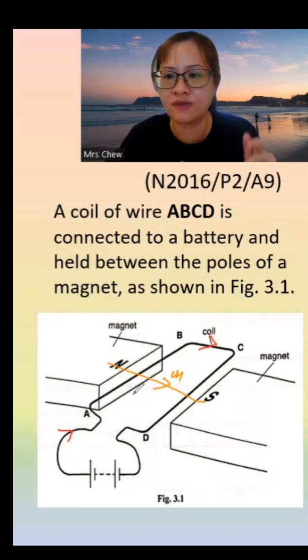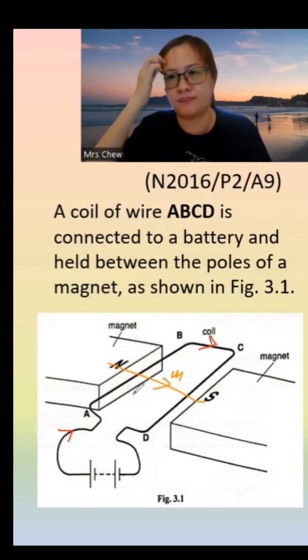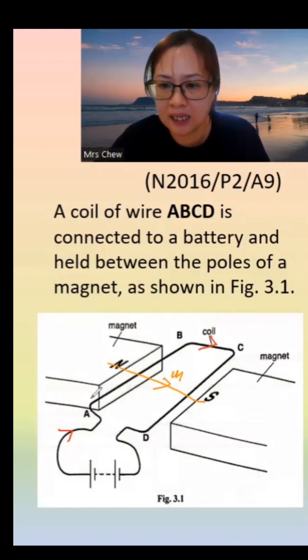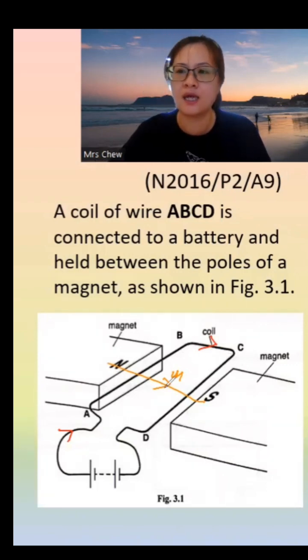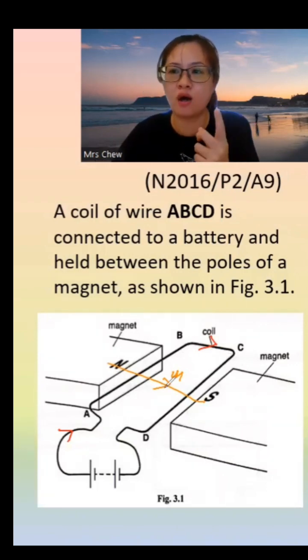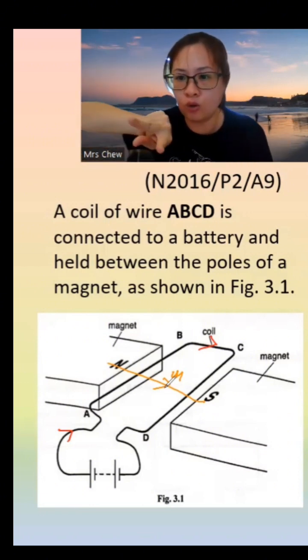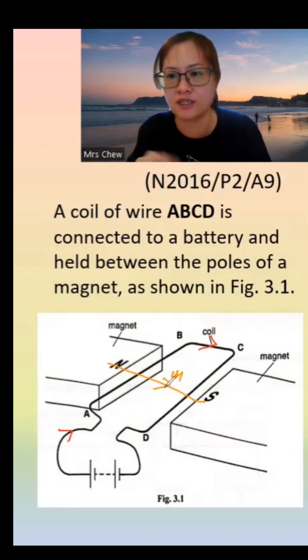So I believe these questions want us to find out what is the direction of the force on this rod AB or on this rod CD. Okay. So one rod should move up and the other one down. Hence, this whole ABCD can actually turn clockwise or anti-clockwise.